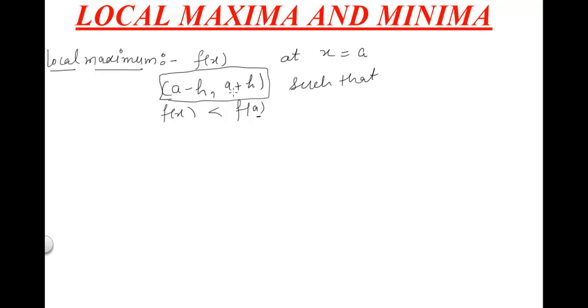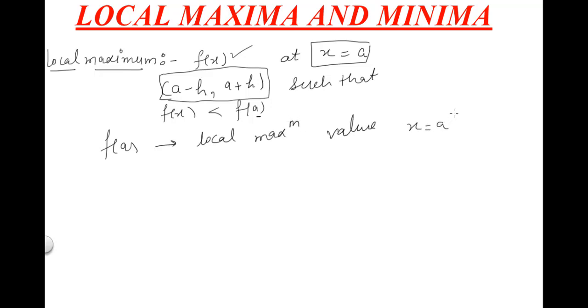So what do we mean by it? That in the neighborhood of a, if we are checking for the values, we are putting a very small value less than a and a small value greater than a. When we put in the function, it is always going to be less than f of a. That means at f of a we have the maximum value. So we call it f of a, the local maximum value at point x equal to a. So a will be the point of local maxima.